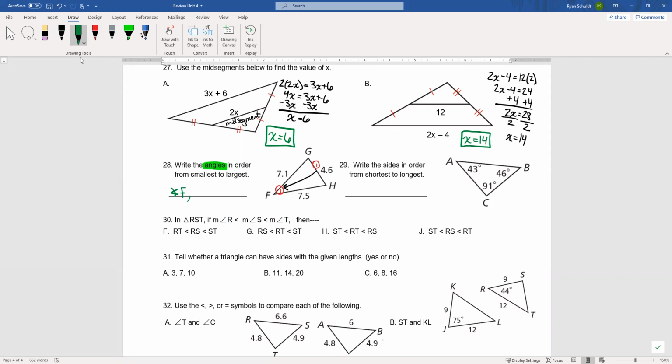Then I need to look for the next smallest side. So it looks like that 7.1 is our next smallest. So then I go across from it and land at angle H. That means angle H comes next. And then that means our third angle is the only one that's left. It's angle G.